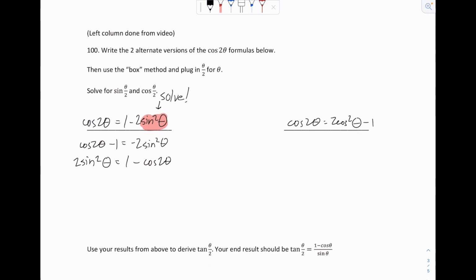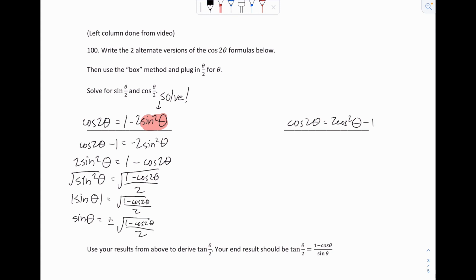And I'll divide by 2. Sine squared theta equals 1 minus cosine of 2 theta over 2. And now we square root. The absolute value of sine is equal to the root of 1 minus cosine 2 theta over 2. And sine of theta should be plus or minus the root of 1 minus cosine 2 theta over 2.